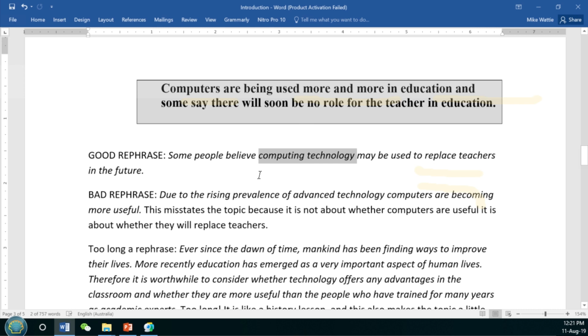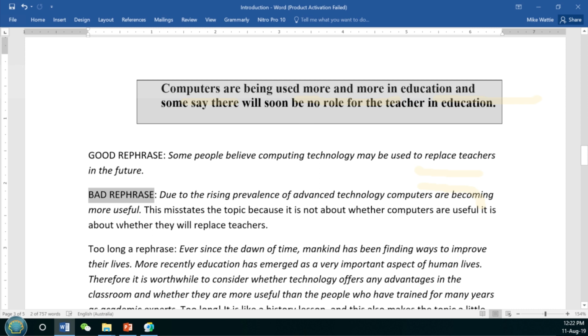Okay, so what we've got: some people believe computing technology may be used to replace teachers in the future. And notice how this is quite a short introduction. We don't need a lot of words in order to do this. And then I give an example here of a bad rephrase or a bad paraphrase.